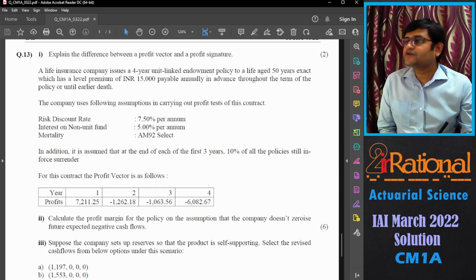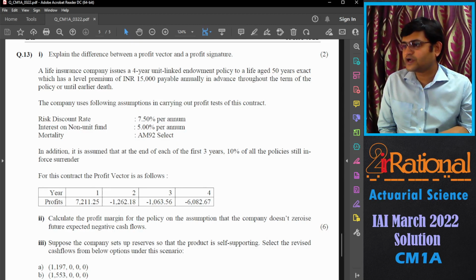So we have a life insurance company that issues a 4-year unit-linked endowment policy to a life age 50 exact, which has a level premium of rupees 15,000 payable annually in advance throughout the term of the policy or until earlier death. The company uses the following assumption in carrying out the profit test of this contract.